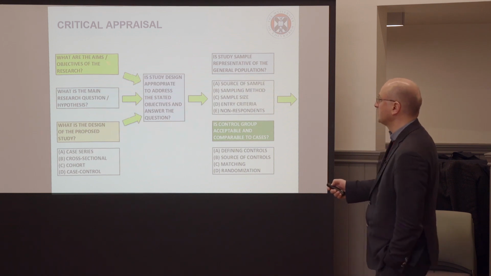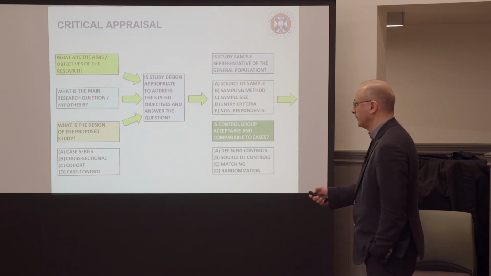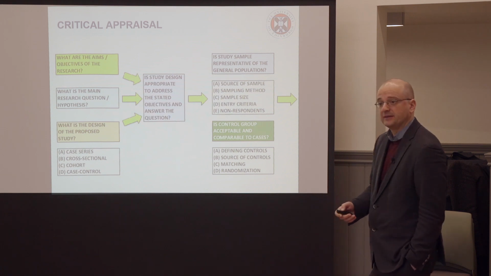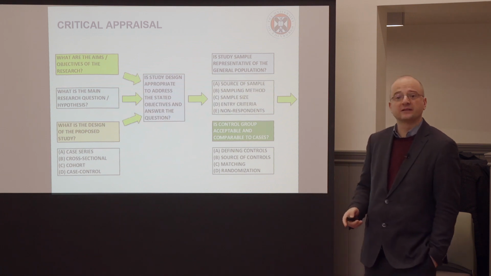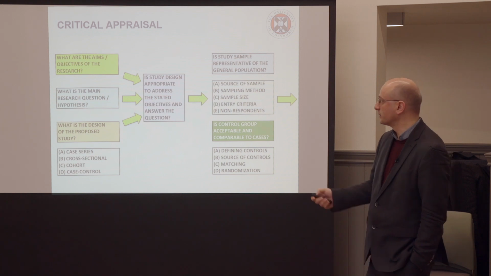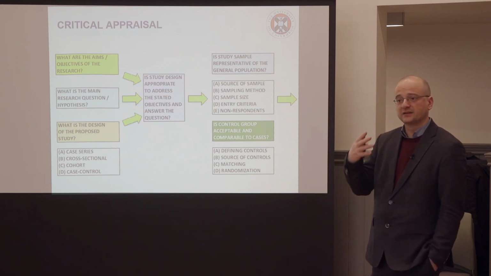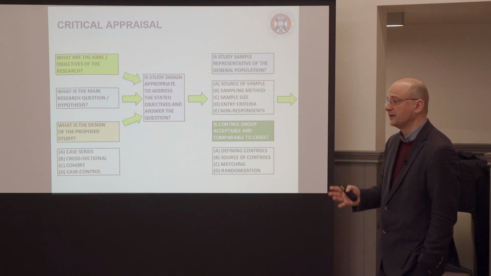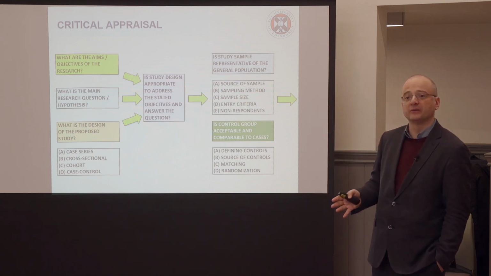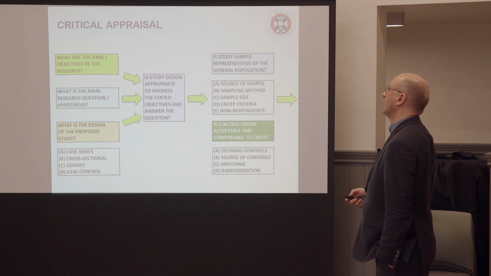Firstly, think what are the aims and objectives? What is the main research question and hypothesis? Is this clearly stated? If it's not clearly stated, then you should tell the authors to clearly state it, because many papers don't have it stated. They just start talking about something without ever explaining what is the aim and what is the hypothesis.